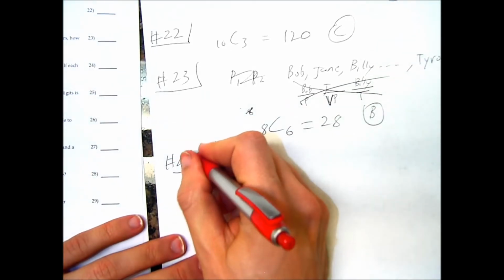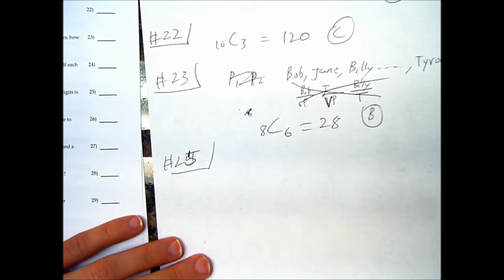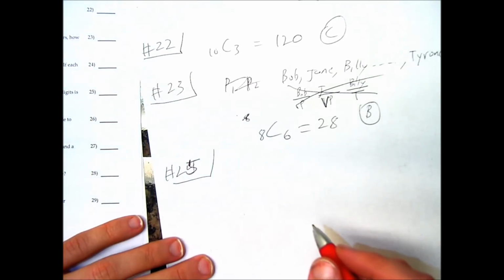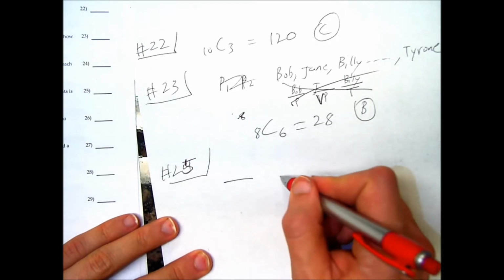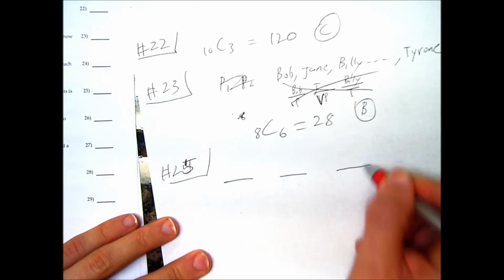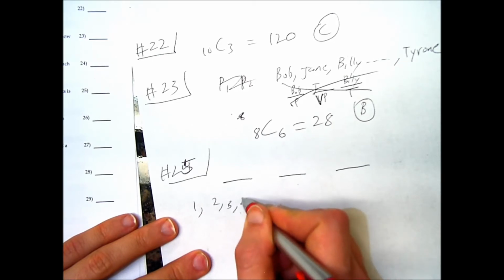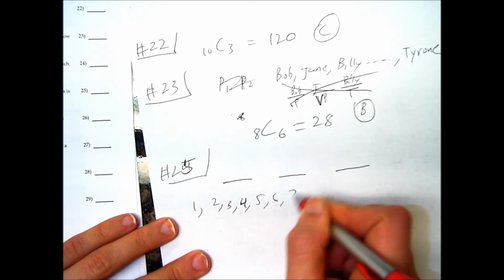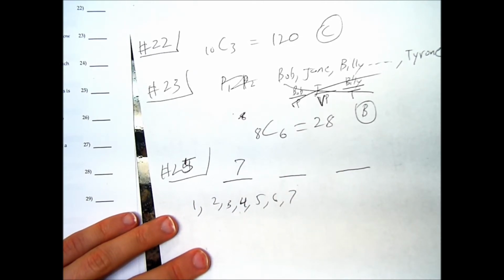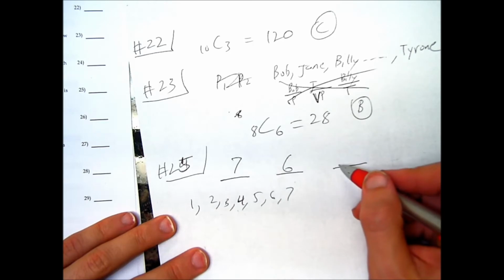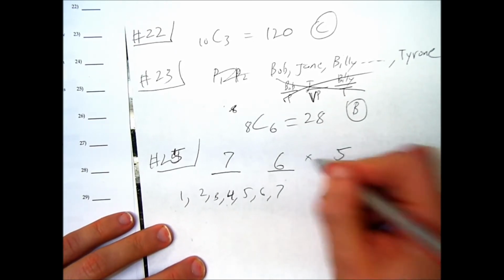Actually, let's do number 25. How many 3-digit numbers can be formed using the digits 1, 2, 3, 4, 5, 6, 7 if repetition of digits is not allowed? So this is a good problem to do the slots. I'm allowed to use the numbers 1, 2, 3, 4, 5, 6, 7. So I have 7 choices for the first slot. But I can't repeat numbers, so that leaves me with 6 for the second, and then 5 for the third. So that's 210 if I multiply these all out.